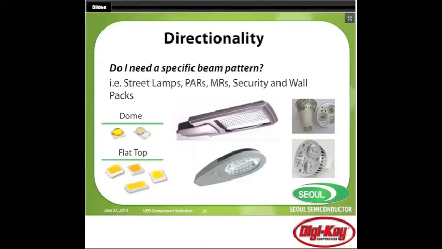So let's talk a little bit about directionality, or radiation pattern, beam pattern. Do I need a specific beam pattern? Street lights, we typically have type 1 through type 5 beam patterns. Is it a spotlight? Is it a security light? So street lamps, PARs, MRs, security, and wall packs can, and typically probably will, have some type of beam pattern.